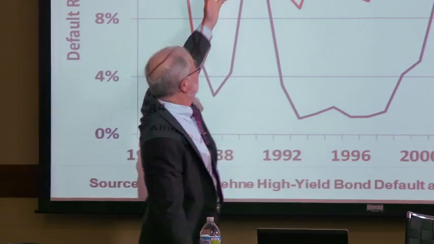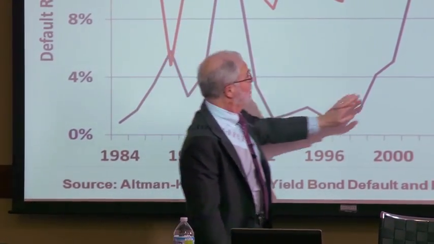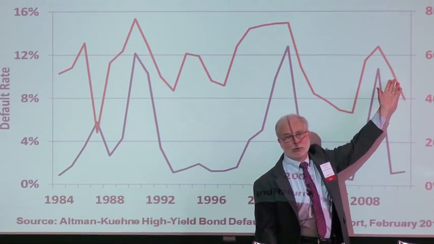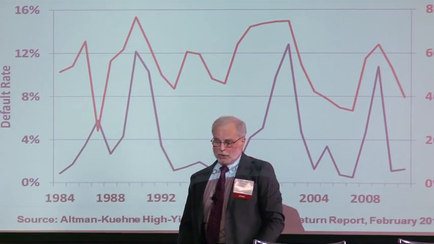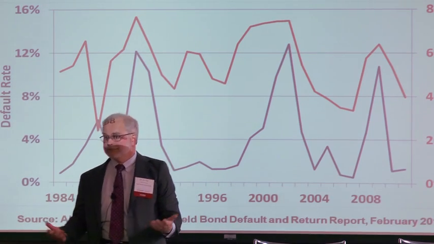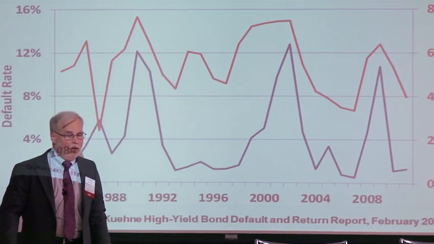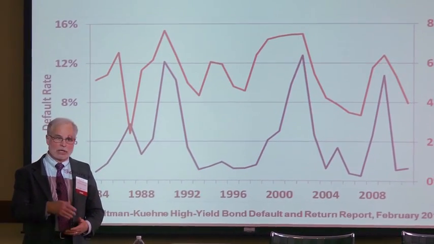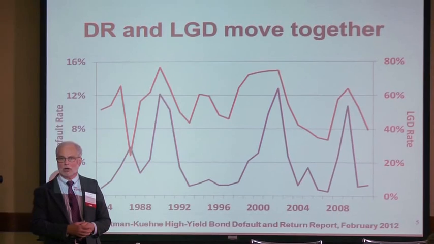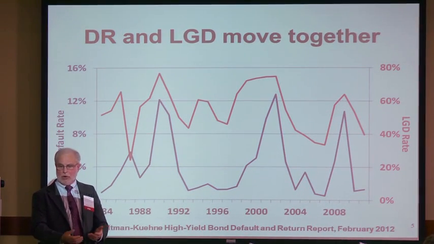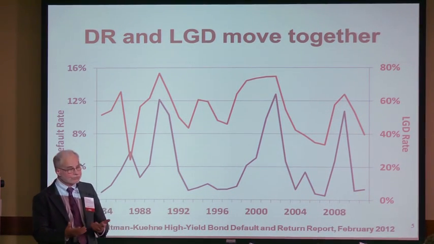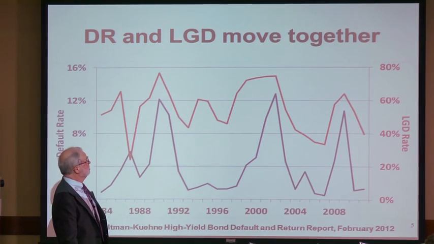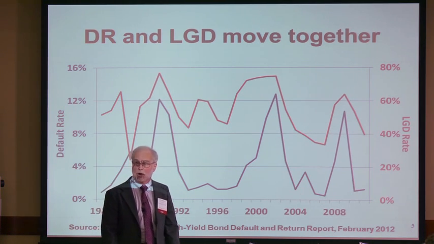That's the default side. And you can see that every time there's a spike in the default rate, there's an associated spike in the LGD rate. That's the point I'm trying to make here. When the default rate goes up, the LGD rate also, historically, tends to go up. And you could tell yourself a story that makes a lot of sense. In stressful conditions, there's probably a lot of firms that default. And when they do default, the losses are probably pretty big. That's really the only point of this slide. The two rates, in fact, are correlated.